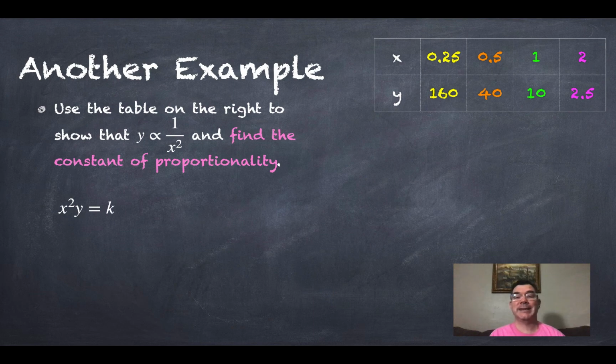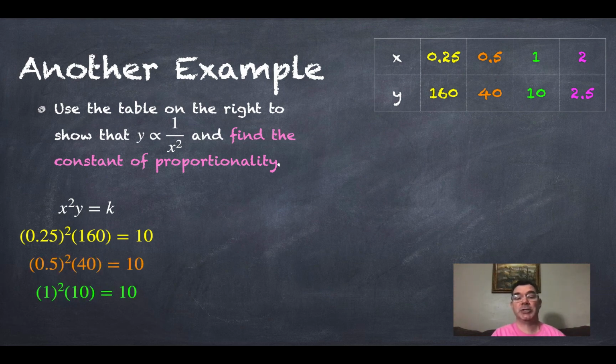So if y is inversely proportional to x squared, then I can write that x squared times y is some constant k. All right, I'm just going to look at the first column and plug in that value of x and that value of y, and I get that 0.25 squared times 160 is 10. If I try that with all of the other columns, I'm noticing that I get the same answer of 10. So that means that yes, y is inversely proportional to x squared and the constant of proportionality is 10.